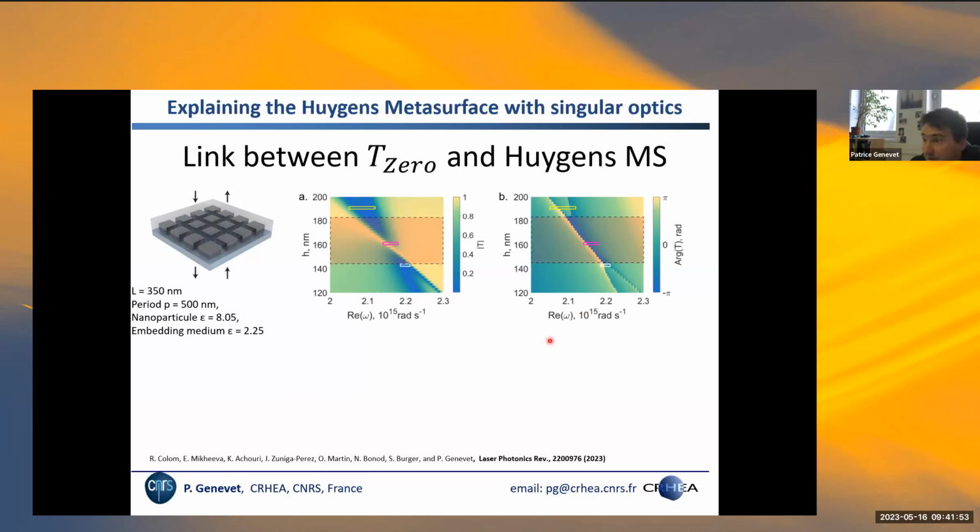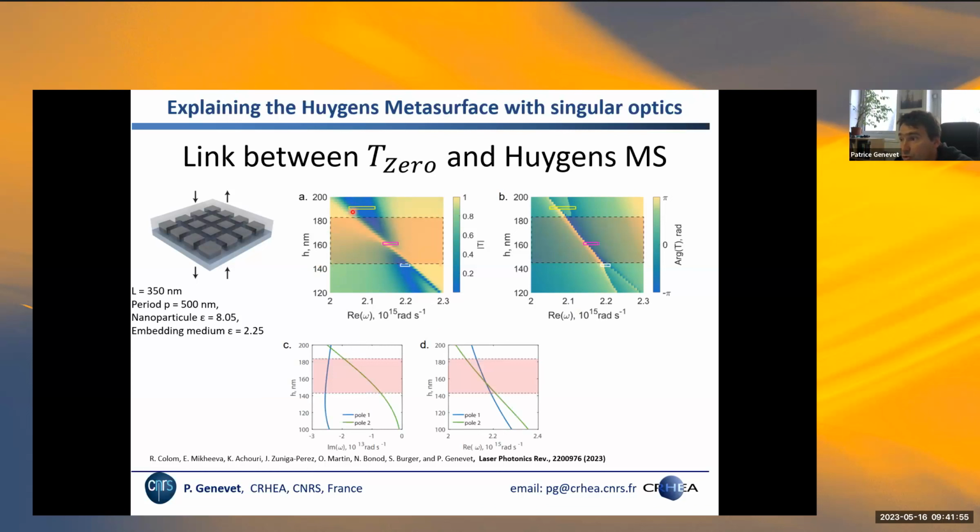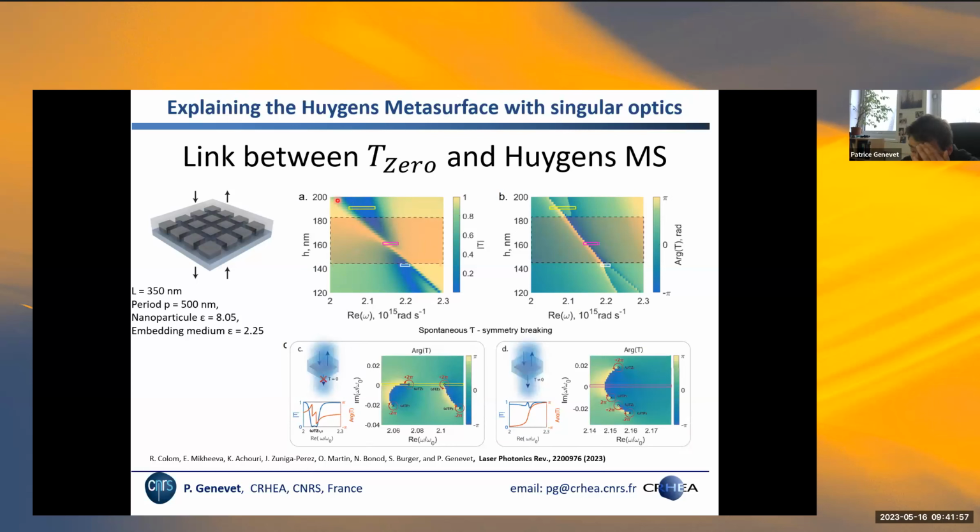Okay, so now what we are going to do is show that those zeros here are essentially what govern, or control, if you want, the response of the system. So I show you here this phase plot for a geometry which is far away from the Huygens regime. You see 2 zeros here. You see 2 transmission zeros.